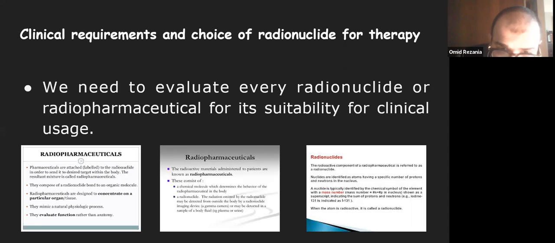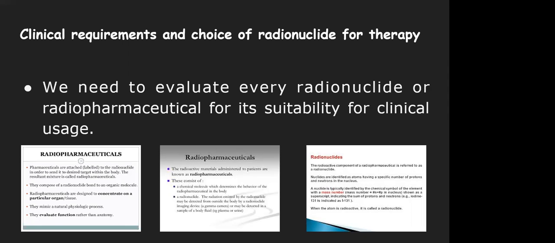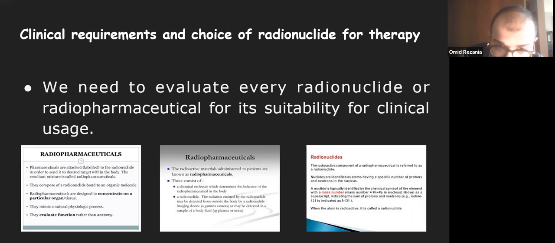The radioactive materials administered to patients are known as radiopharmaceuticals. They consist of a chemical molecule, which determines the behavior of the radiopharmaceutical in the body, and the radionuclide. The radiation emitted by the radionuclide may be detected from outside of the body in a radionuclide imaging device, such as a gamma camera, or may be detected in a sample of body fluid, such as plasma or urine.